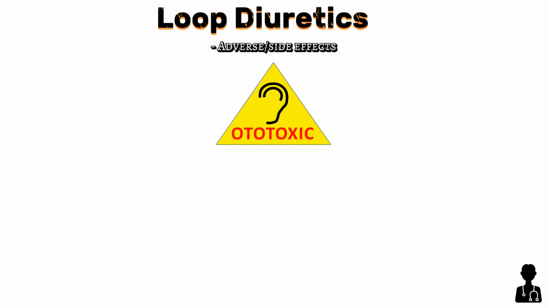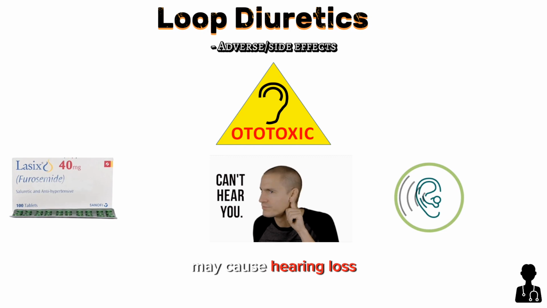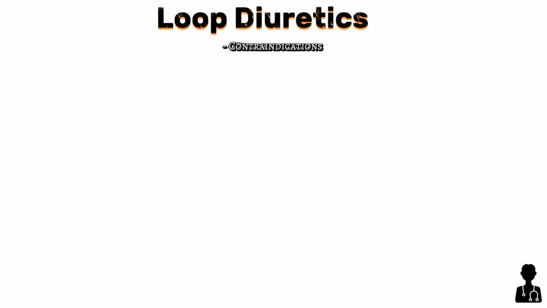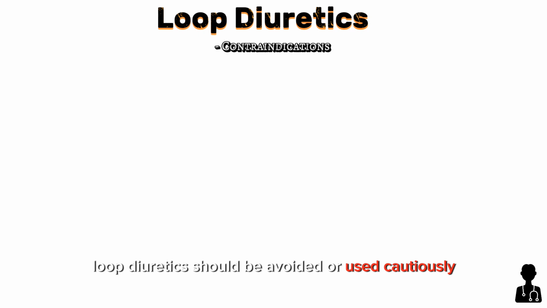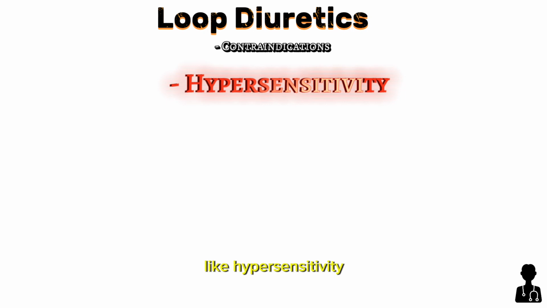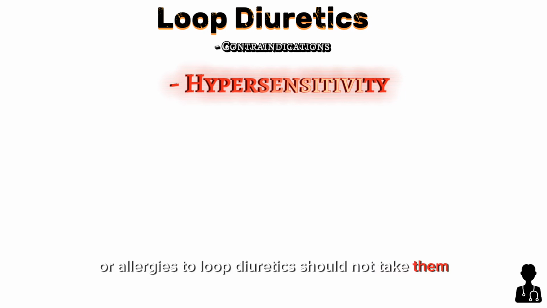Ototoxicity. Some loop diuretics, like furosemide, may cause hearing loss, especially with rapid intravenous administration. Loop diuretics should be avoided or used cautiously in specific situations like hypersensitivity. Patients with known hypersensitivity or allergies to loop diuretics should not take them.